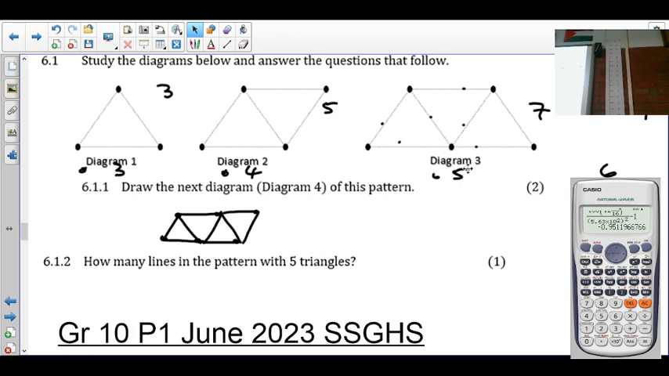So this is triangle 1, 2, 3, 4, so 5. So if I extend this, then of course how many sticks will there be? 11. Okay. That needs to be rephrased a bit better there.